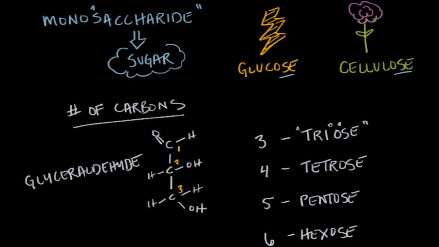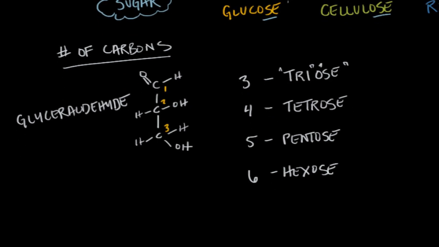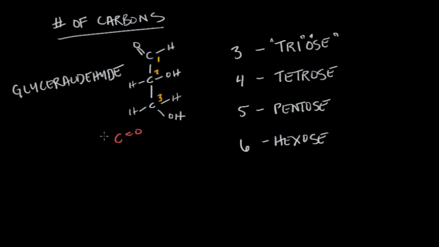And I mentioned before when I was talking about the energy source of our body that glucose is actually a 6-carbon carbohydrate. And so as an example of a hexose, I'll draw glucose here.